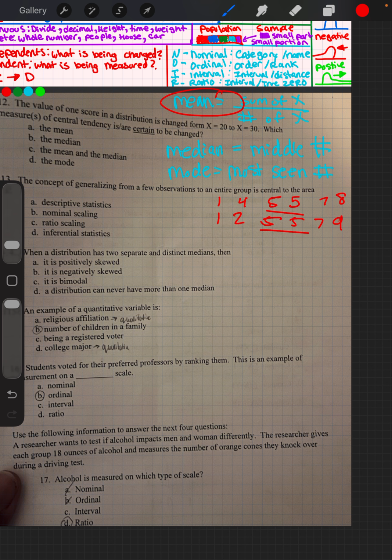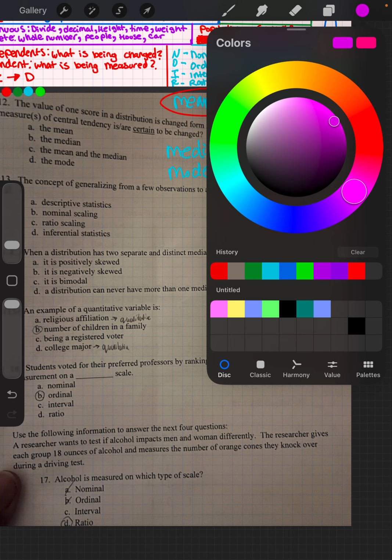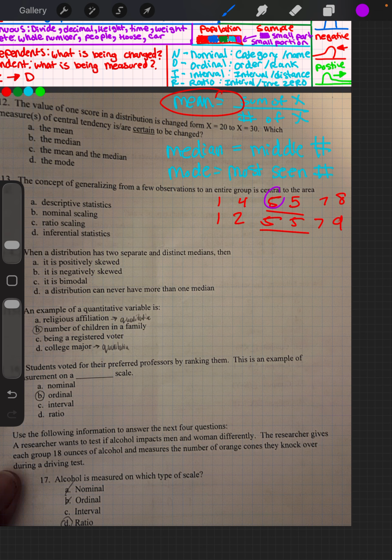If it's the mode, it just means what number you see the most. So you see 5 the most. If you change the mode, you do like 1, 2, 5, 7, 7, 9, 1, 2, 3, 1, 2, 3. Yeah, it wouldn't really change much. So the answer is the mean. Okay.